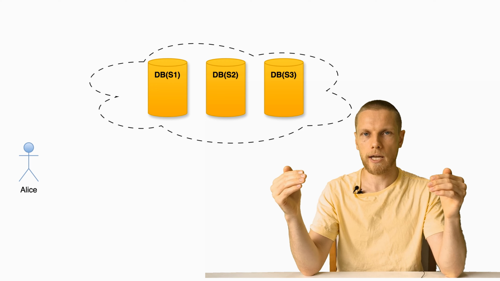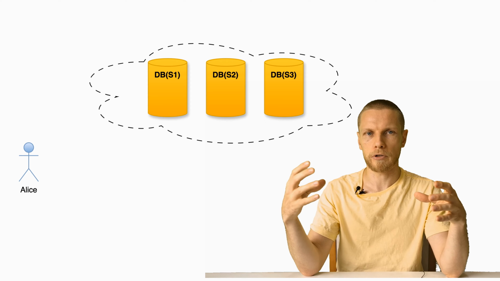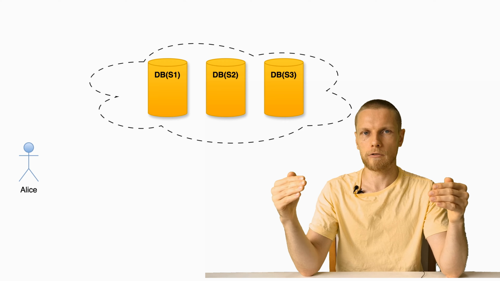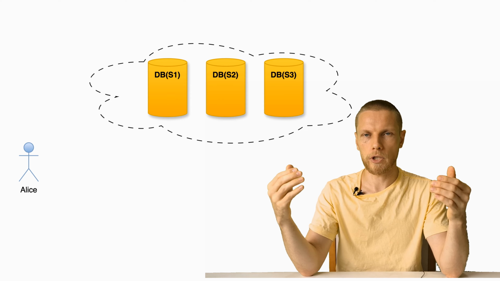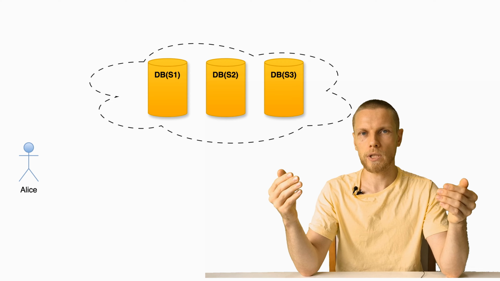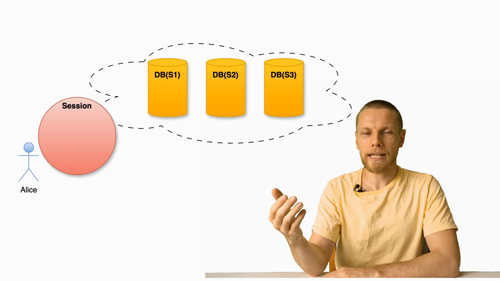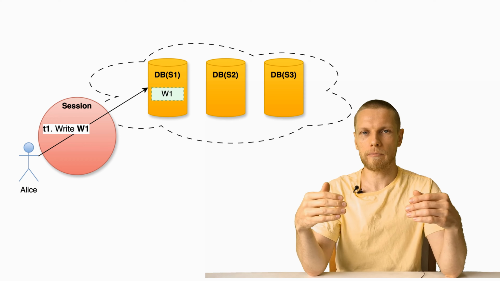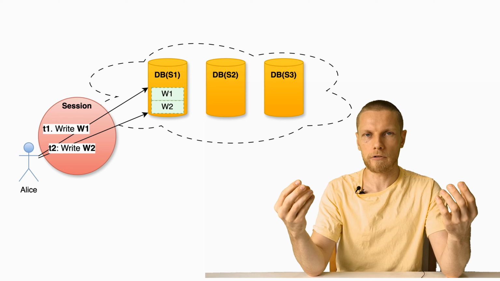There is some replication happening between the servers, but for our purposes, it's not important which replication algorithm is used. We only need to know that this is an eventually consistent system, which means that all writes will eventually be distributed across all servers. First, Ellie starts a session depicted here with a red circle, and then she makes 2 writes, W1 and on top of it W2.